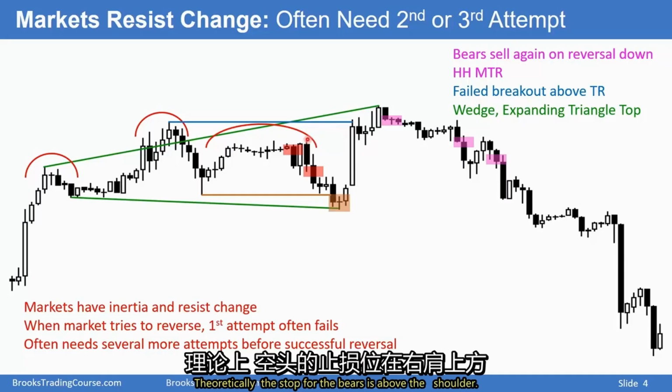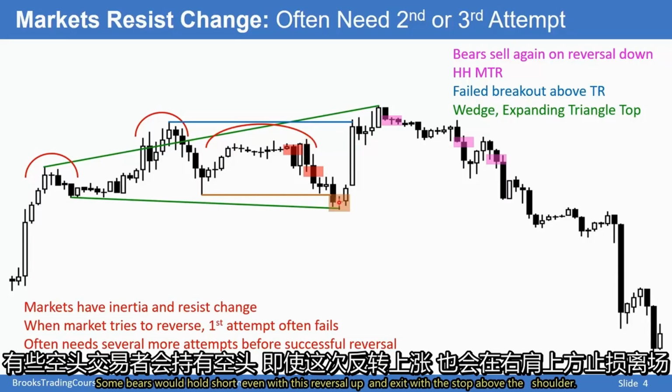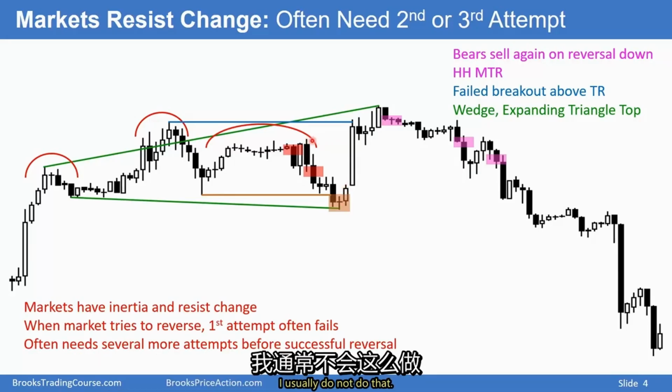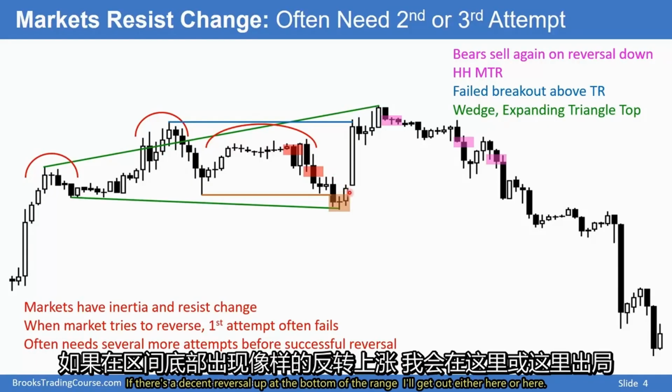Theoretically, the stop for the bears is above the right shoulder. Some bears would hold short, even with this reversal up, and exit with the stop above the right shoulder. I usually do not do that. If there's a decent reversal up at the bottom of the range, I'll get out either here or here.